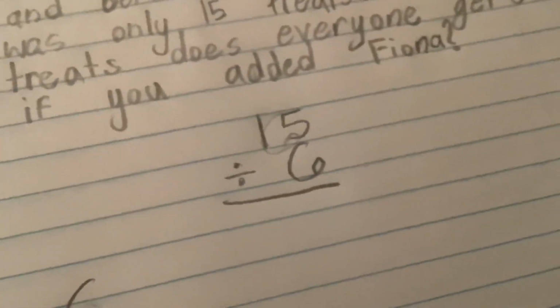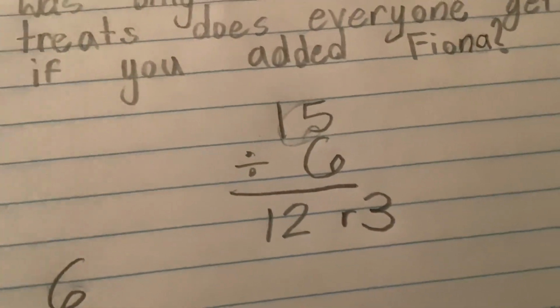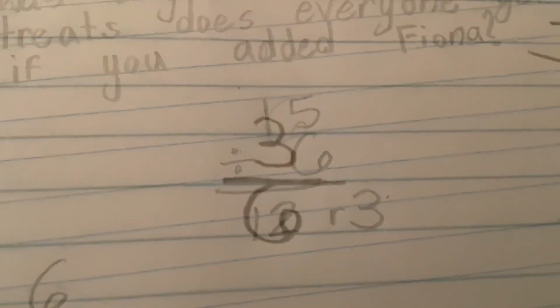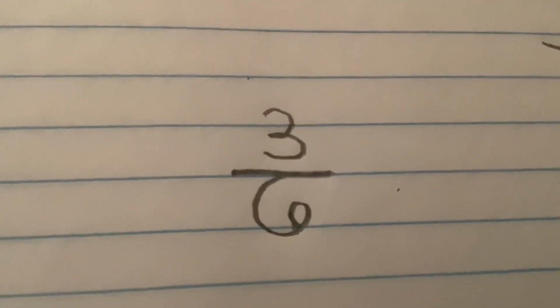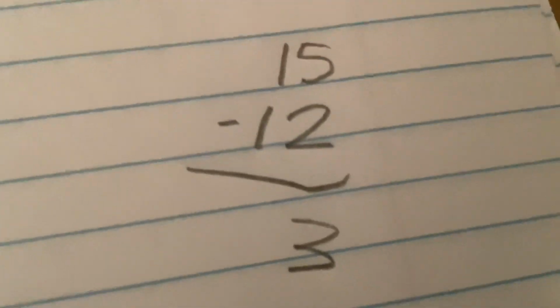Here's how it will look. If you wanted to interpret remainders, then you just put the 6 on the bottom because we're dividing by 6, and you put the remainder on the top like that. And that's how you do an interpreted remainder with multi-digit dividing.